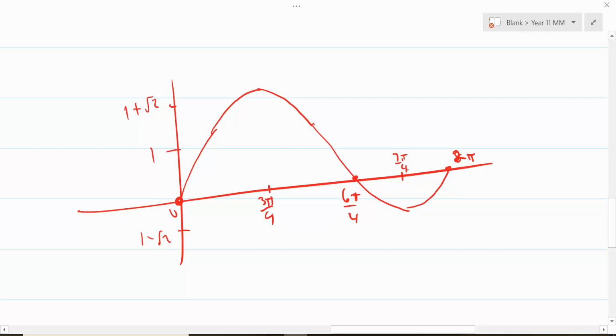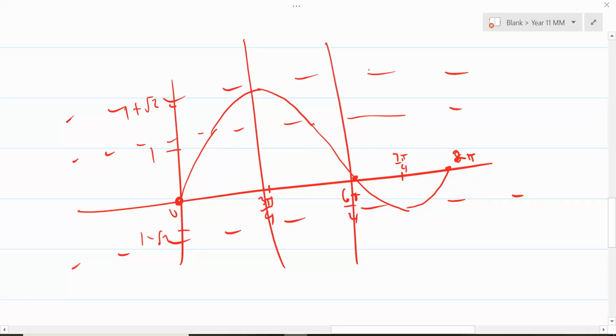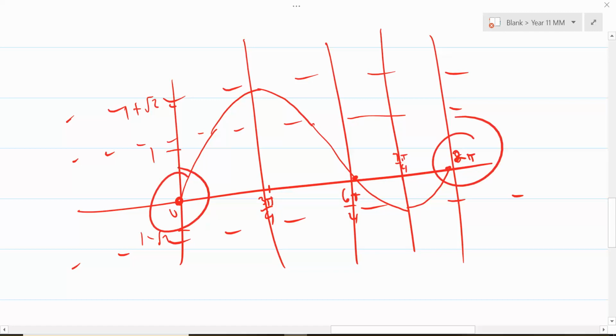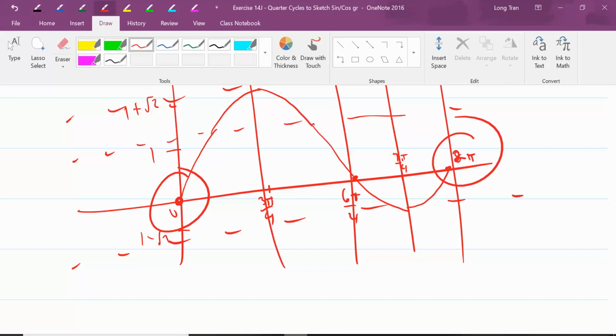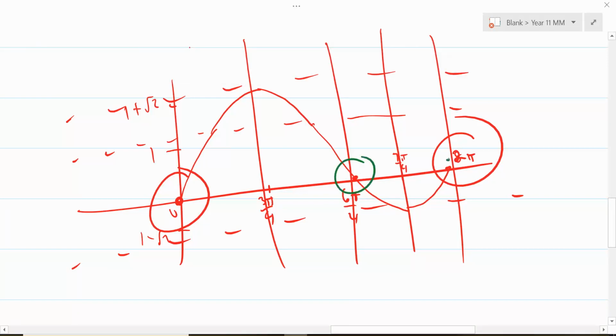Okay, so in order to do all that, I showed you how to find the middle, how to find the maximum, how to find the minimum. And then you have to find quarter cycles so you can split it up like that. That was what the quarter cycles were. You needed the endpoints, which are 2 pi and 0. And then finally, you needed your x-axis intercepts. So you can see there's a lot of work there, a lot of reading, a lot of skills involved.